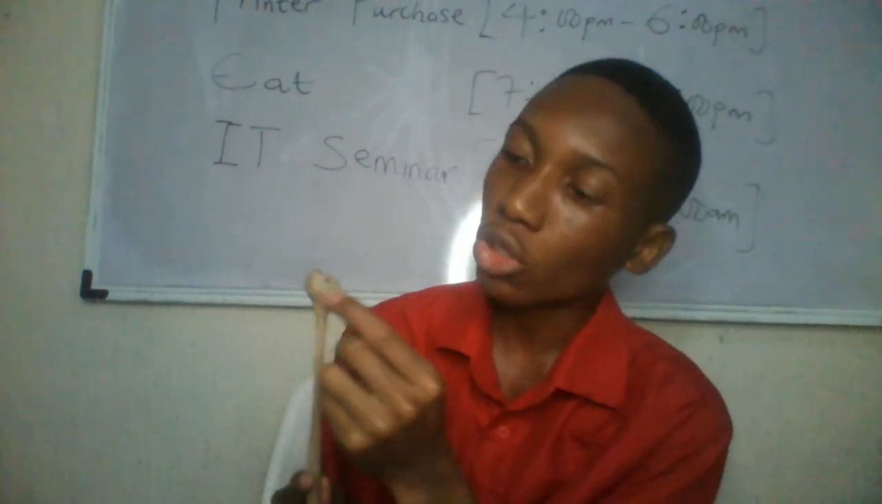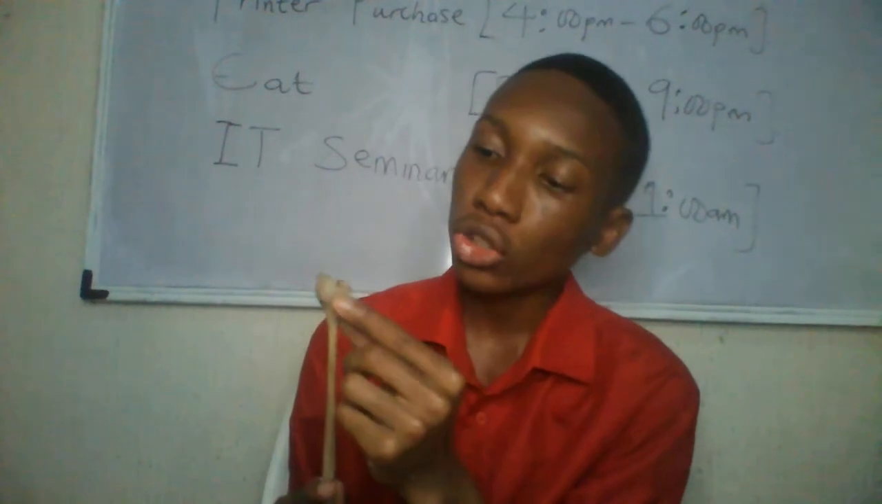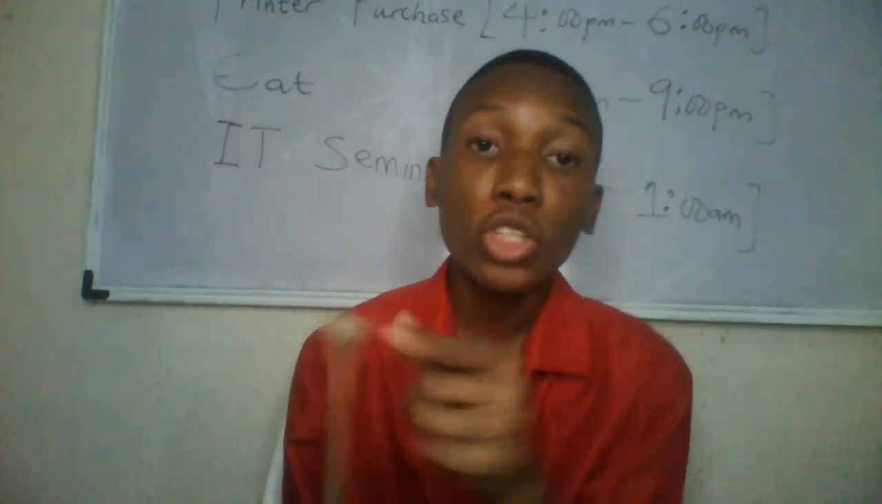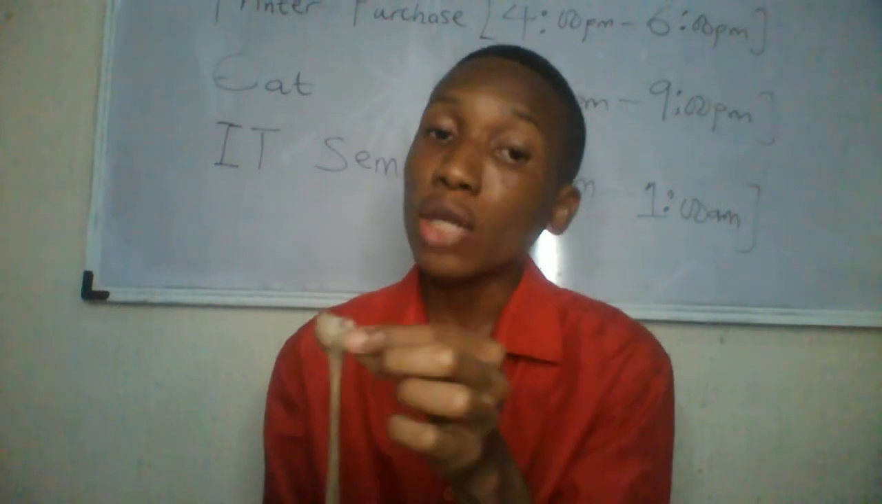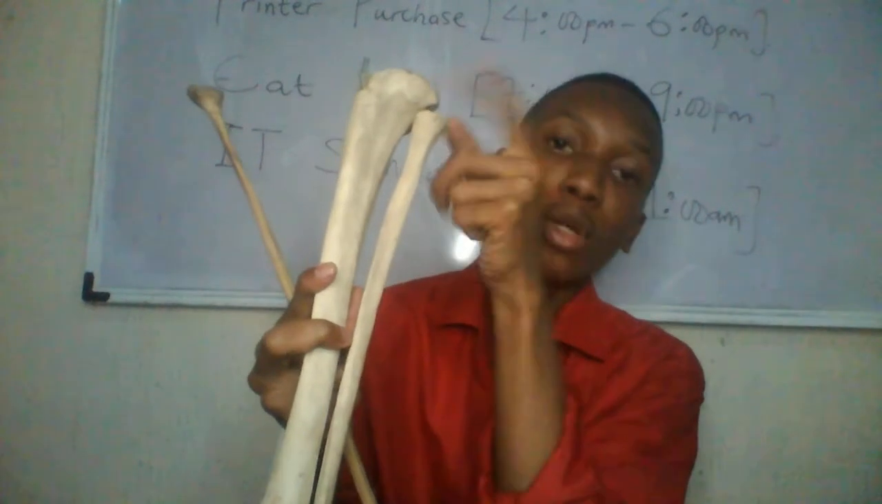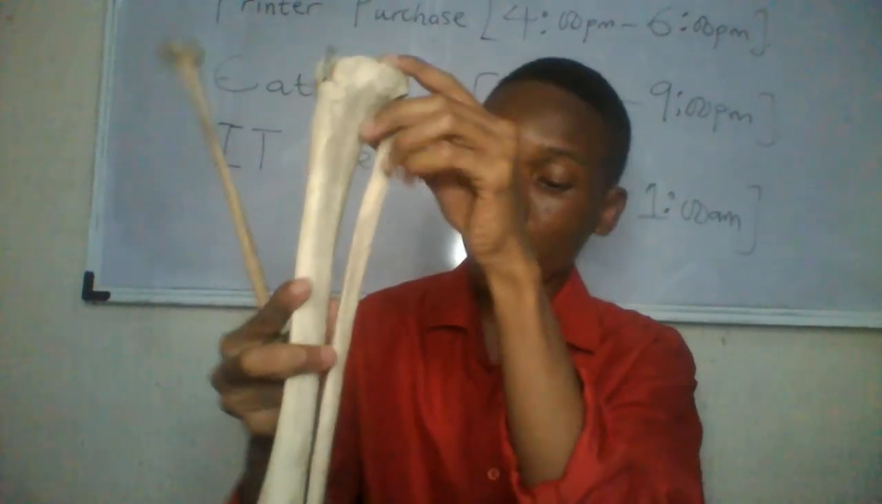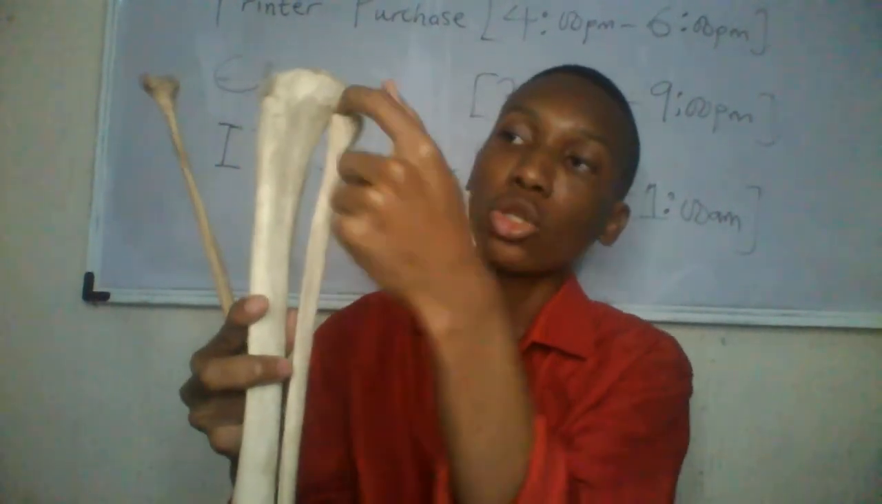I hope you guys are seeing. It's going to form a notch here. This notch is for articulation with that fibular notch I told you guys of, the fibular notch which is found inferior to the lateral condyle. Look at what I mean. This is the lateral condyle, right? Look, there's a notch here.